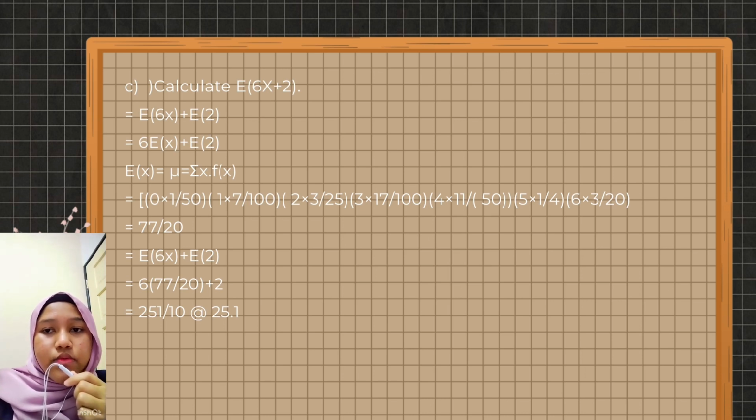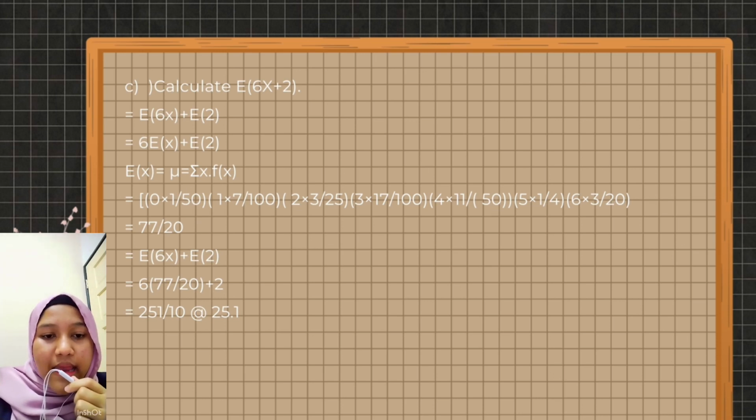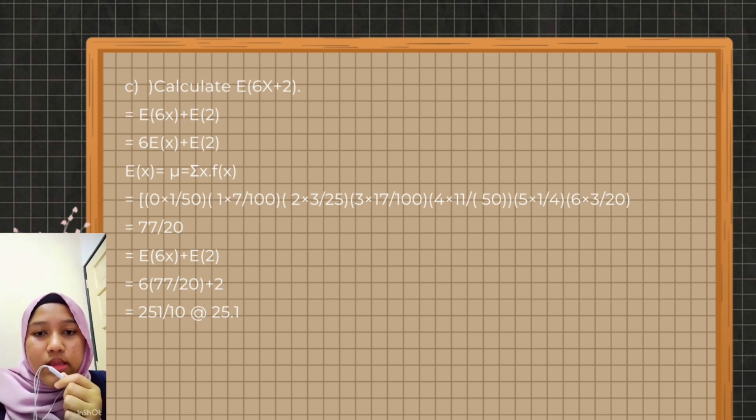Question C is we should calculate E(6x plus 2). First, isolate it until it becomes 6E(x) plus E(2). After this, we should find E(x). E(x) is also called the mean. The formula for E(x) is the summation of x times f(x). Substitute all values into the formula and get the answer 77/20. And last, substitute the value of E(x) into the equation, and the answer is 25.1 or 251/10.